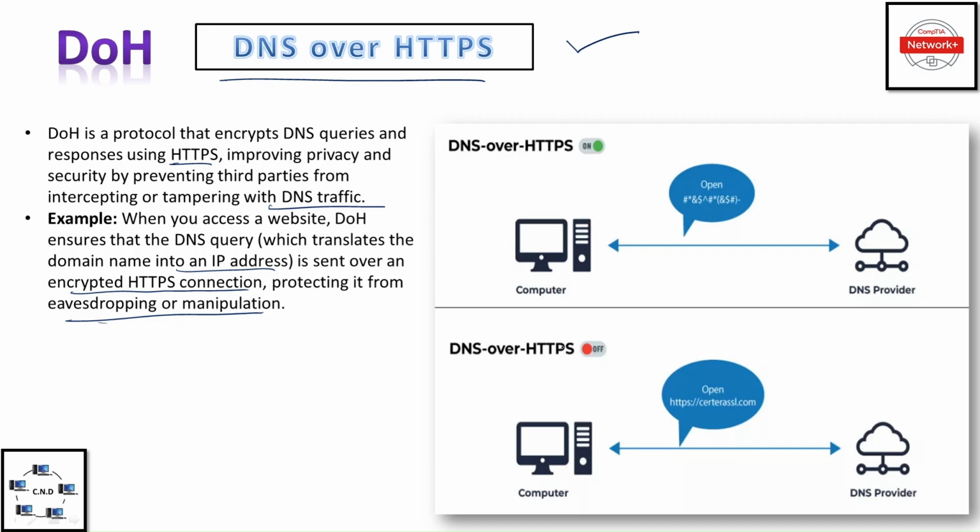So, for example, if it is simple DNS and DNS over HTTPS is not enabled, then when you intercept the DNS traffic, you will be able to see the actual data, for example, the domain name that is being sent over the network. Well, if you enable DNS over HTTPS and then you intercept the traffic, you won't be able to make sense of the data because it is encrypted.